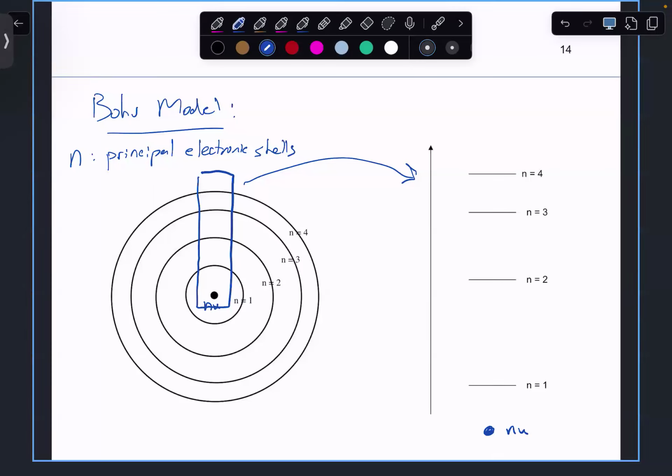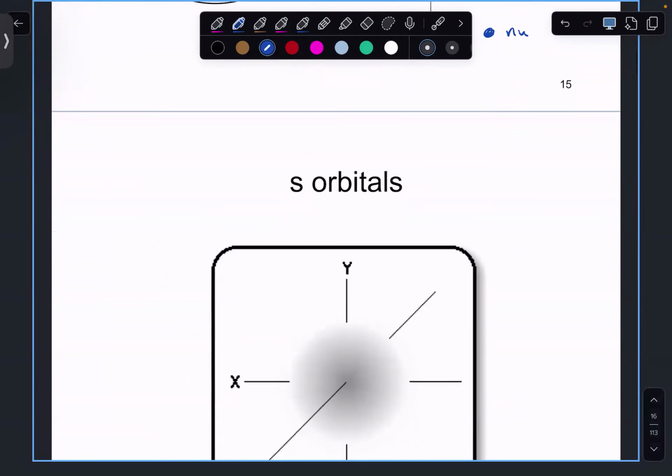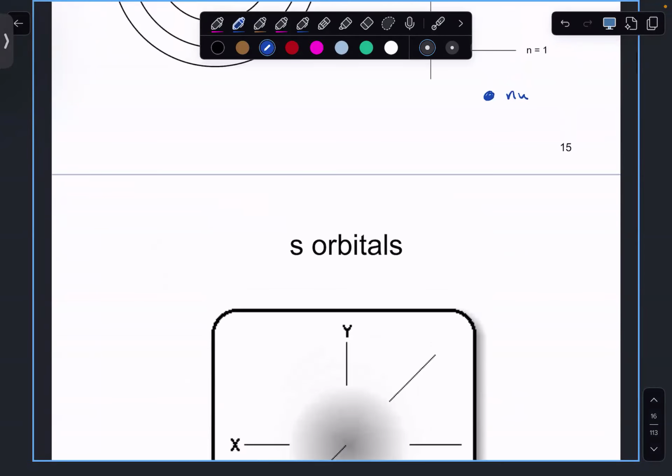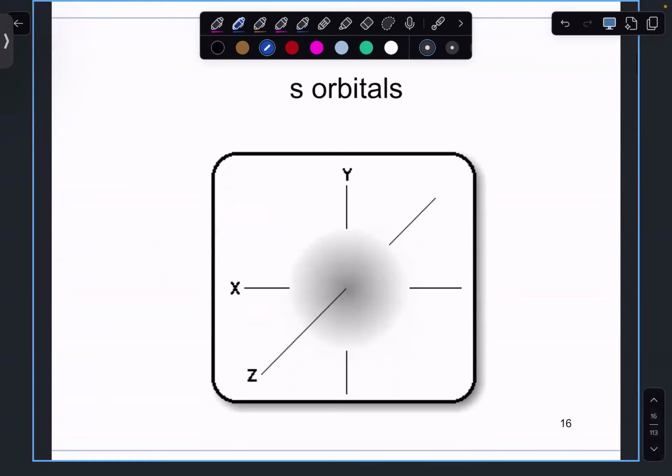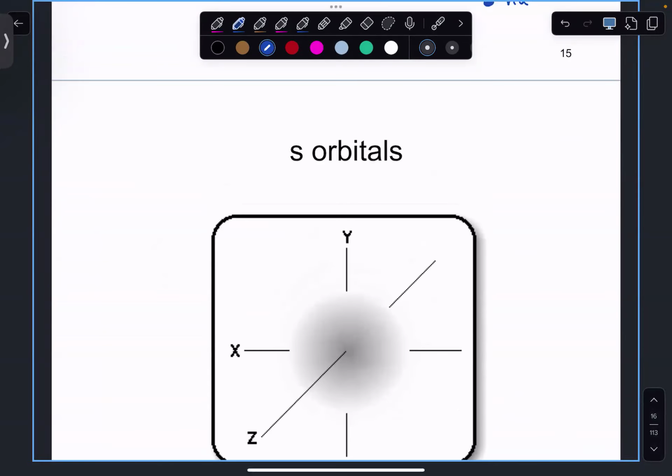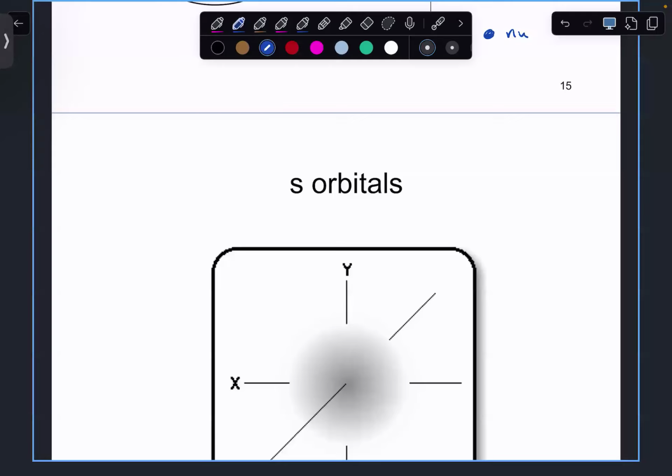Now, it turns out that the Bohr model worked well for hydrogen and not so well for anything beyond that. It got a little bit more complicated. And that's because within each of those principal electronic shells, we have further subdivisions or regions of electron density that we call the orbitals. You might remember from Gen Chem that in terms of the atomic orbitals, you had the s, the p, the d, and the f orbitals.